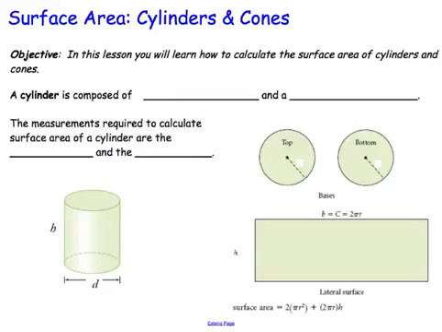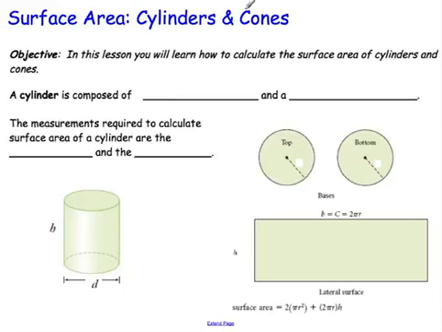Today's lesson is actually on surface area of cylinders and cones. In our last lesson, we talked about finding the surface area of prisms and pyramids. Today, we're focusing on two other shapes, specifically cylinders and cones. What's interesting about cylinders and cones is they both have circles involved with them, so they should be very similar to what we learned in our last class, but with just one slight adjustment.